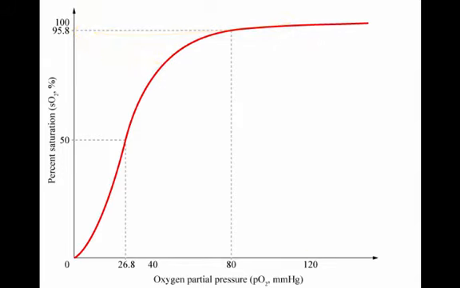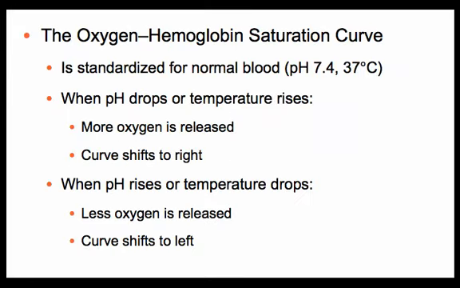The line is curved rather than straight, because each time an oxygen is bound to a hemoglobin molecule, it makes it easier for the next oxygen to bind. Temperature and pH will affect this saturation curve. When the temperature rises or the pH drops, more oxygen is released, shifting the curve to the right.